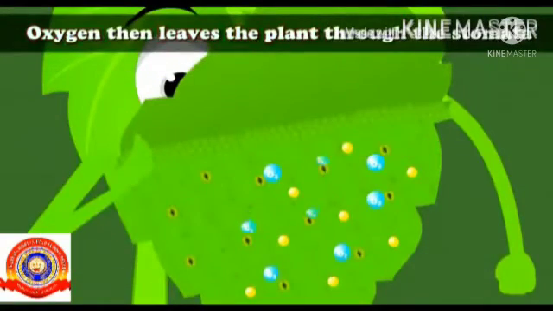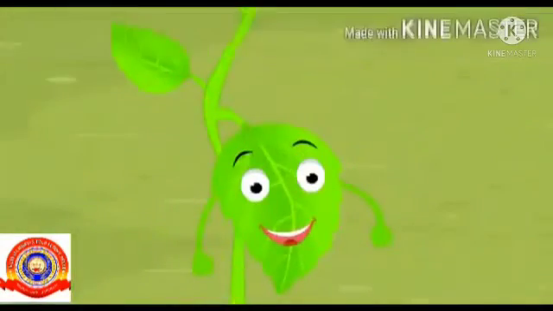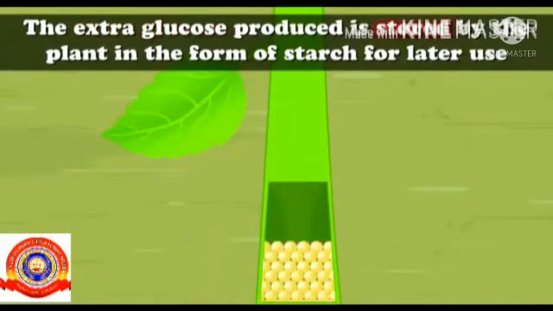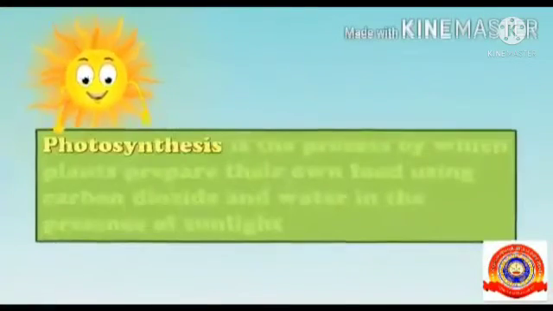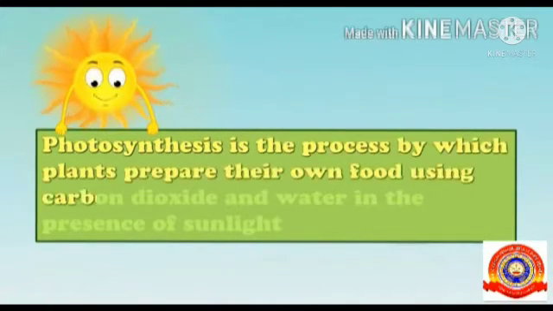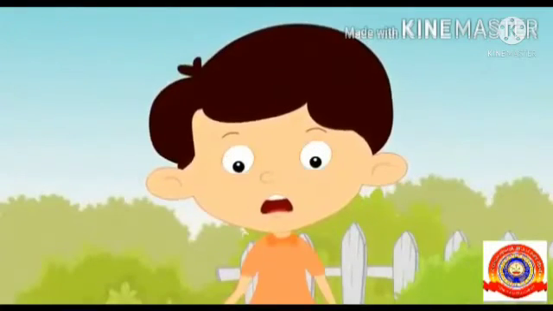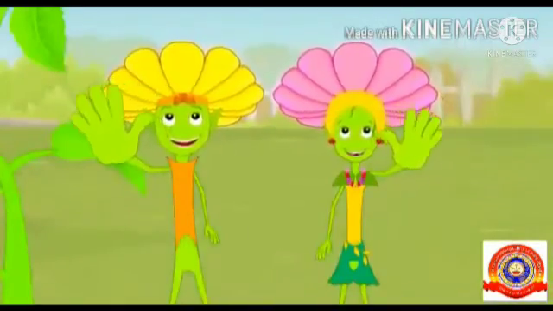Oxygen leaves the plant through the stomata. The prepared food, that is glucose, gives nourishment to the plant. The extra glucose produced is stored by the plant in the form of starch for later use. So, we have now learned that photosynthesis is the process by which plants prepare their own food using carbon dioxide and water in the presence of sunlight. I hope you all enjoyed and understood this animated video of photosynthesis, isn't it?